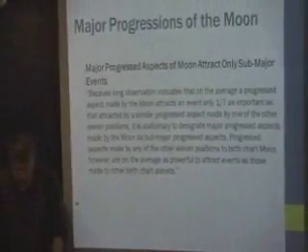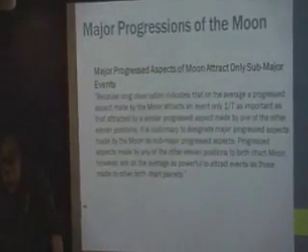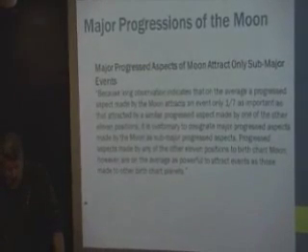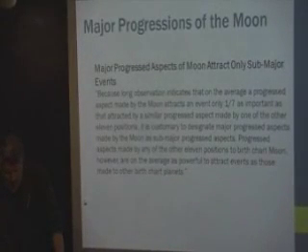All right, Zane says, because long observation indicates that on the average, a progressed aspect made by the moon attracts an event only 1/7 as important as that attracted by a similar progressed aspect made by one of the other 11 positions. It is customary to designate major progressed aspects made by the moon as sub-major progressed aspects. Progressed aspects made by any of the other 11 positions to the birth chart moon, however, are on the average as powerful to attract events as those made to other birth chart planets.